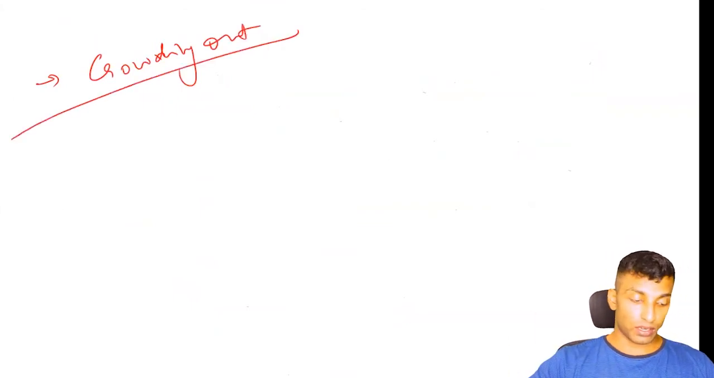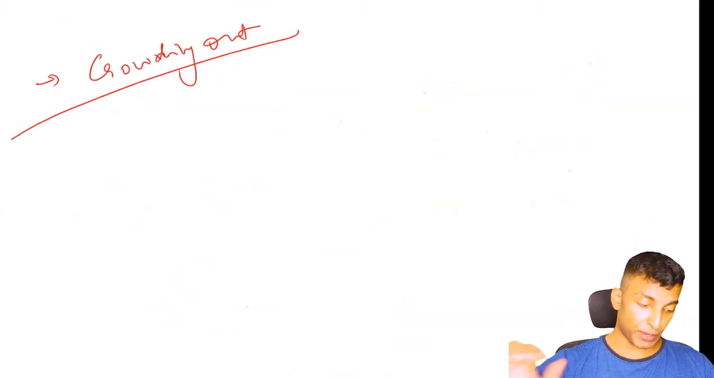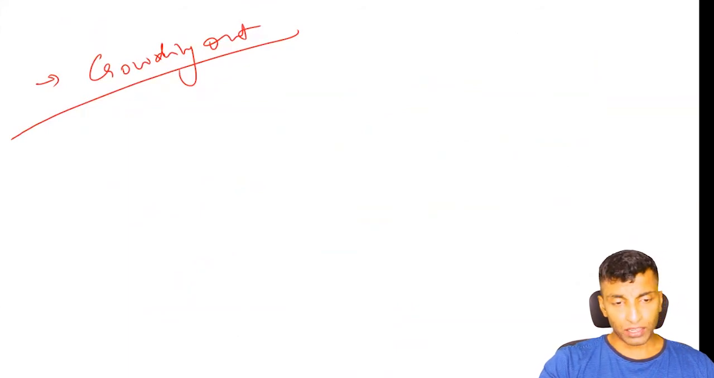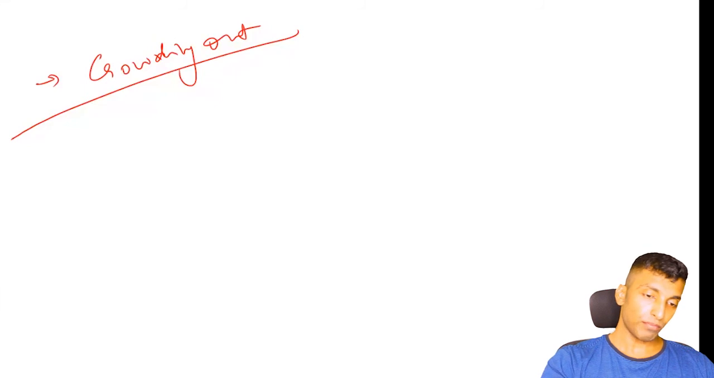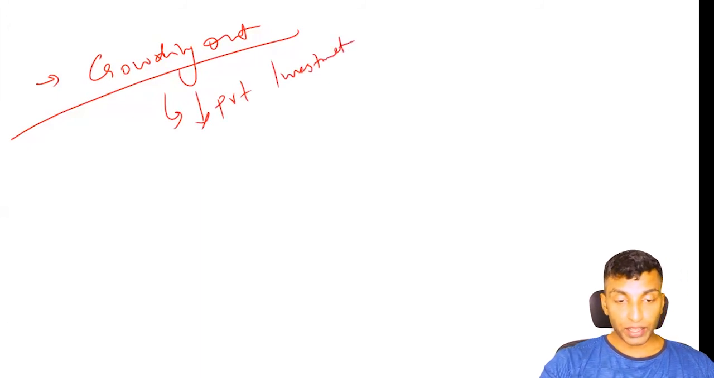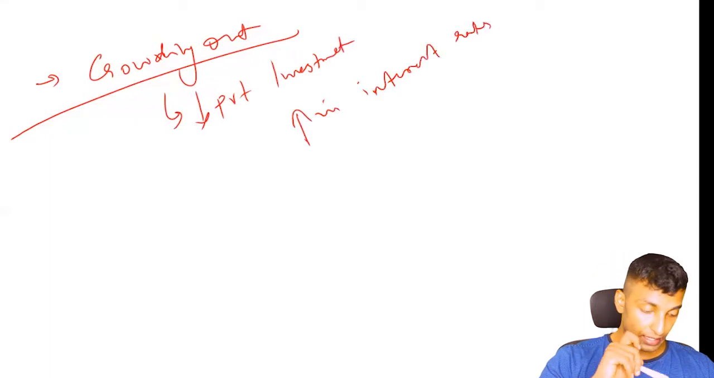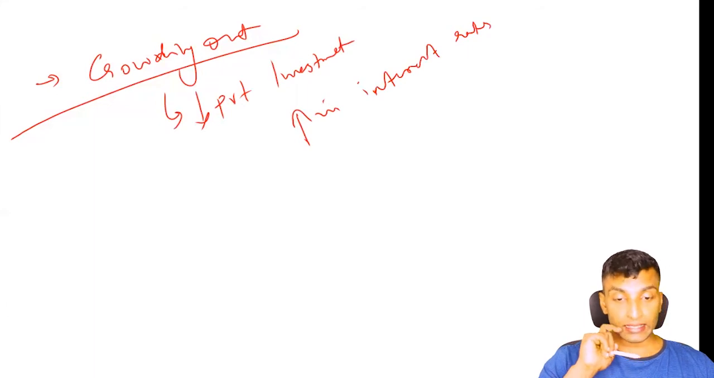What is crowding out? Crowding out refers to reduction in private investment due to increase in interest rates as a result of excessive borrowing.